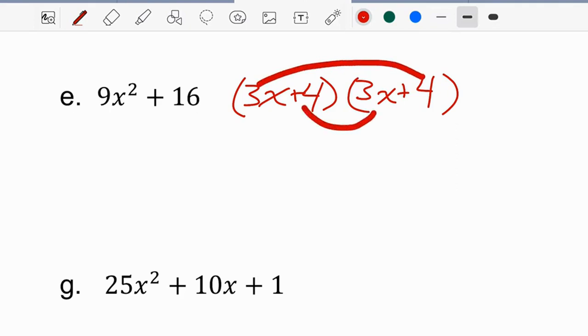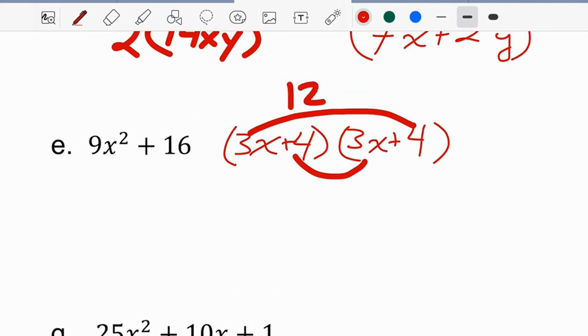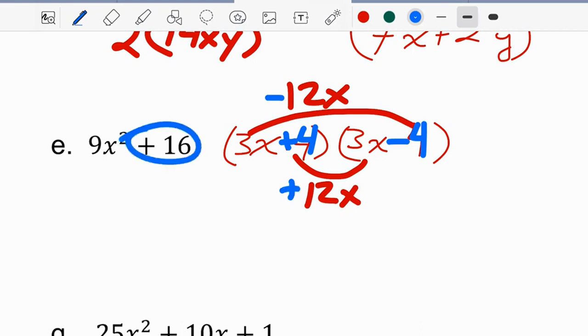Okay. What happens if I start distributing, particularly these two parts right here? That's right, I'm going to get a 12x and another 12x. Oh, shoot, they're not going to cancel out because they're both positive 12x. Can I just maybe change one of these to be like a +4 and a -4? Well, then your 12x's cancel out, but then you're not going to end up with positive 16. It's going to be negative 16. And that's why you can't do it.